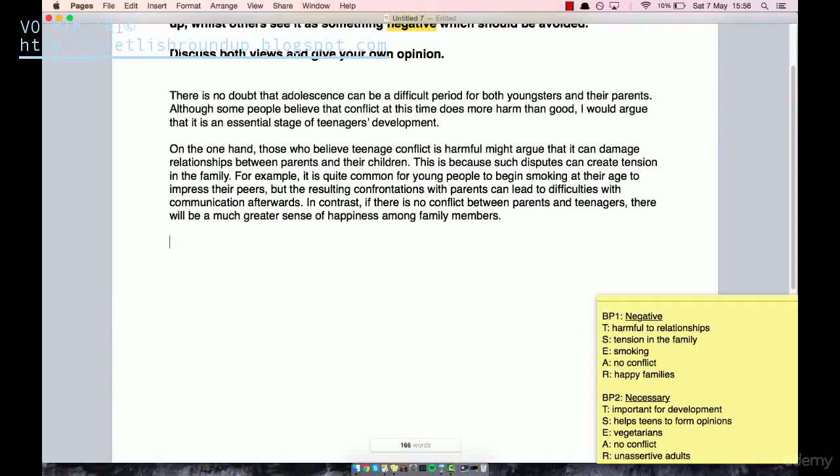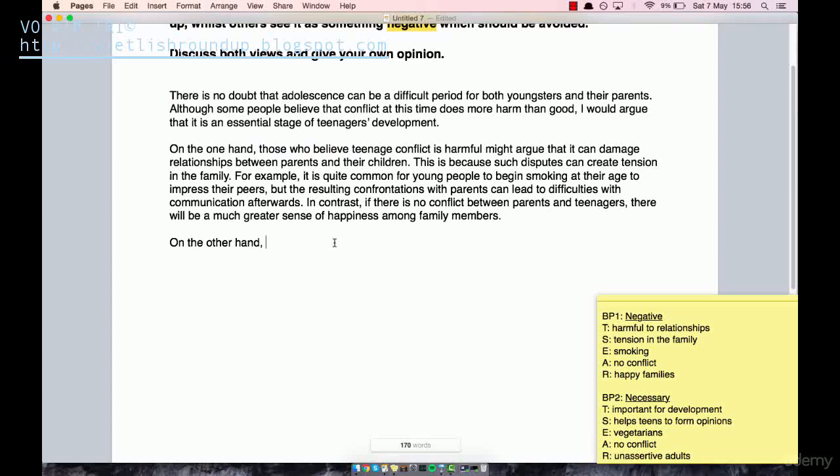Let's go into the second body paragraph here. Now, on the one hand, what are we going to write here? Of course, we're going to write on the other hand. And the next thing we need to do is to present our opinion. Again, we need to make it very clear to the reader what our opinion is throughout the response. We made it very clear that this is not our opinion because we wrote those who believe.